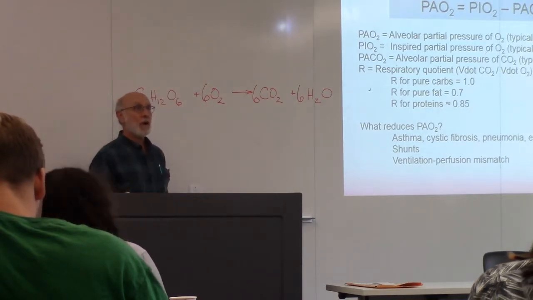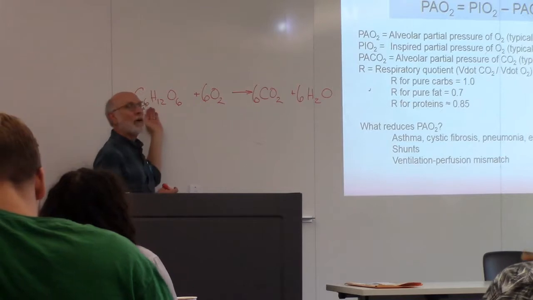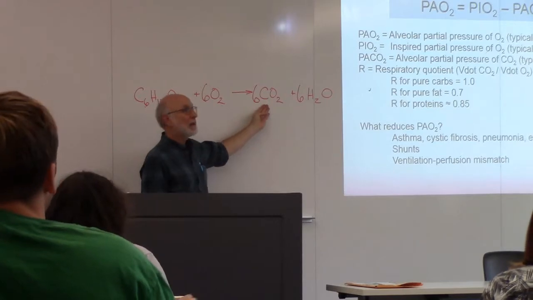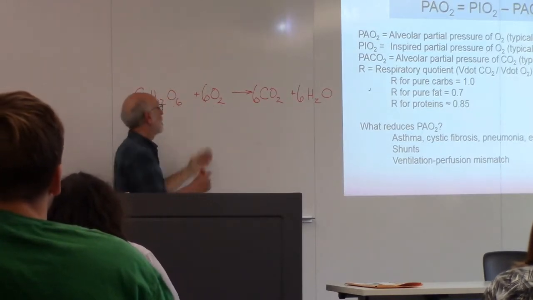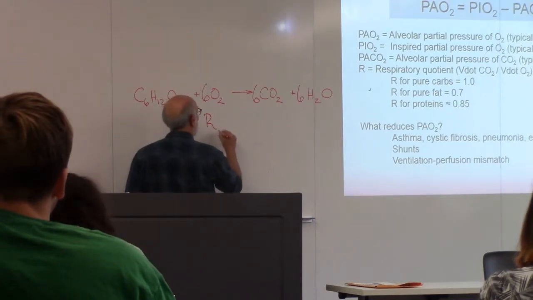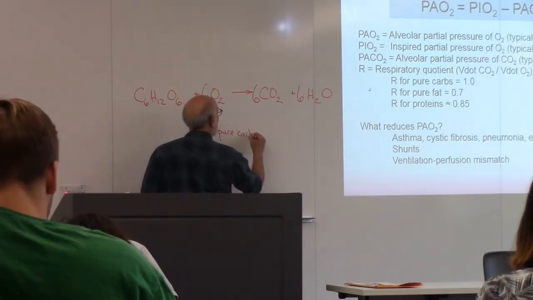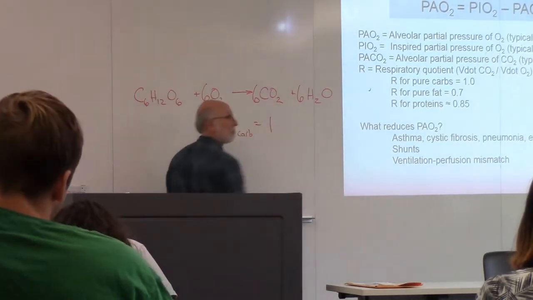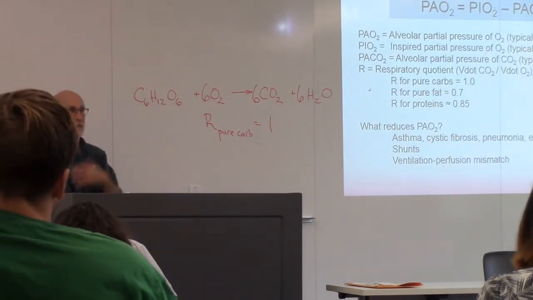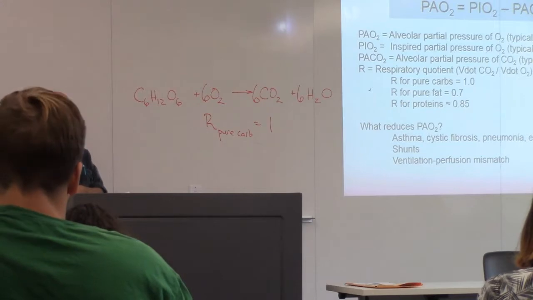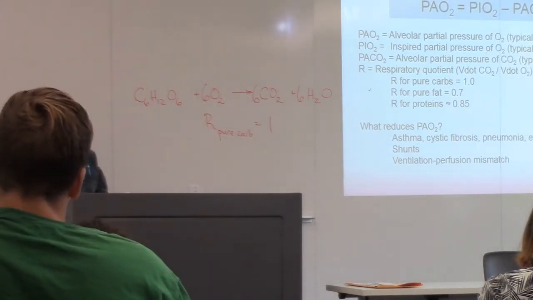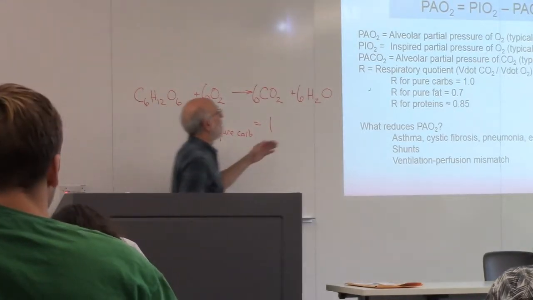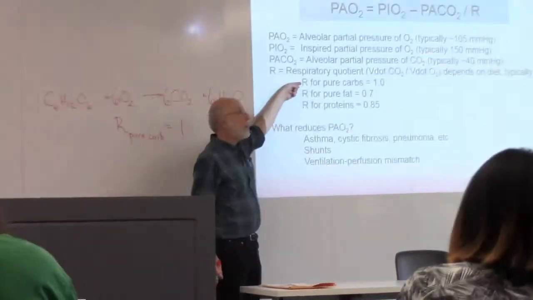What's the respiratory quotient if we eat a pure carbohydrate diet? We produce exactly as much CO2 as we consume in oxygen. The respiratory quotient for pure carbs, if we eat nothing but carbohydrate, is 1. We have to exhale exactly as much CO2 as we inhale in order to stay in balance. So the respiratory quotient for pure carbohydrate is 1.